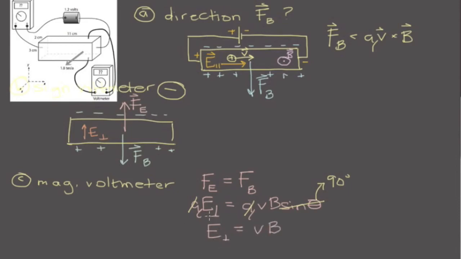Now we're going to need the magnitude of E transverse if we're trying to figure out the potential difference between the top and bottom segments of this rectangle. So we're trying to figure out E transverse. We know what B is, but we don't know what V is.